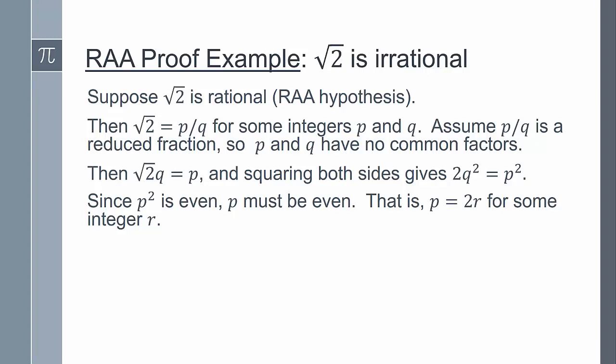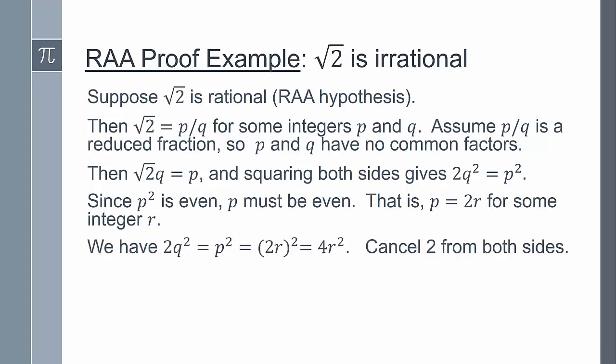Now I'm going to substitute this in the previous equation. We had 2q squared equals p squared, so if I substitute a 2r in for p, I get 2r, the quantity squared, which is 4r squared. And now if we start on the left, we have 2q squared equals 4r squared. There's a common factor of 2 on both sides of this equation. So I can cancel 2 from both sides, and I get the reduced equation q squared equals 2r squared.